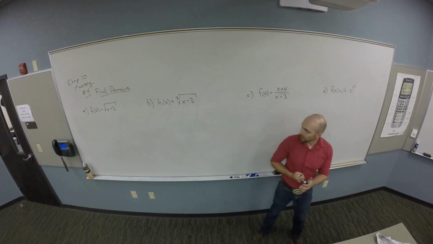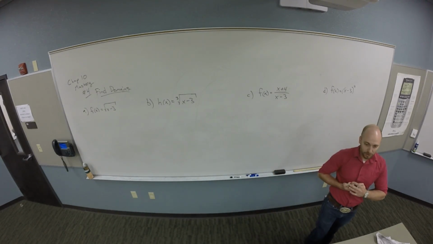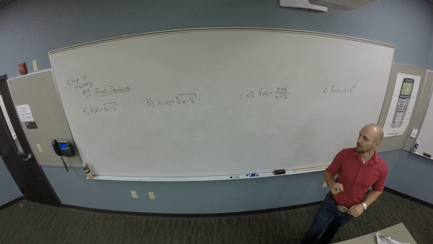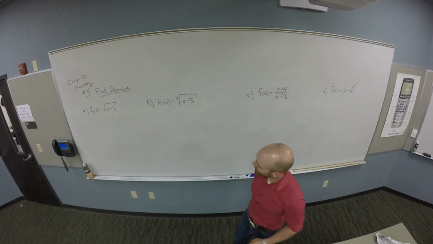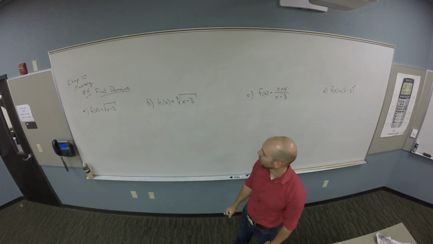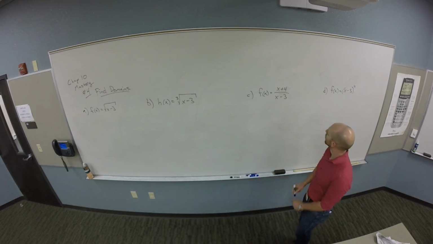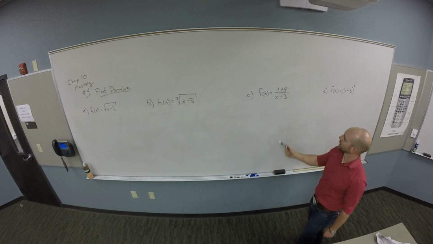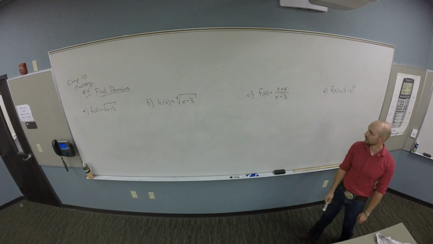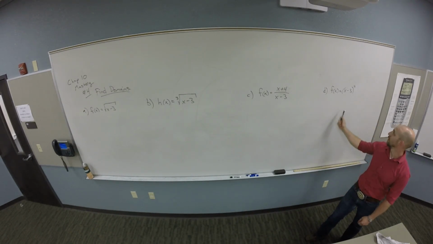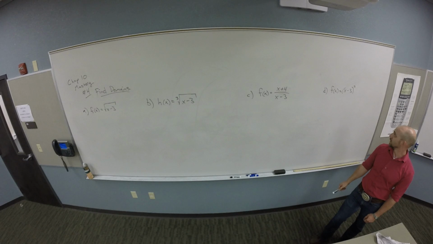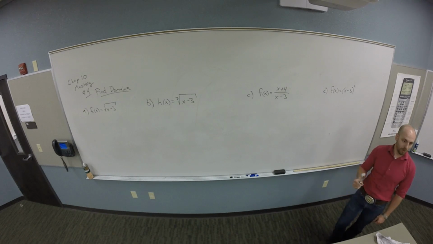So for chapter 10 mastery number 4, I'd like to find the domains of f of x is the square root of x minus 3. h of x is the cube root of x minus 3. Oh, and then they use the name f again, I guess. So f of x is x plus 4 over x minus 3. And f of x is x minus 3 squared, all squared.